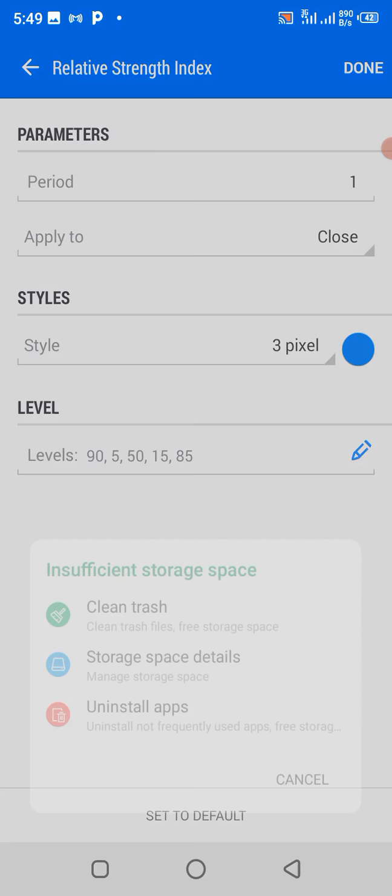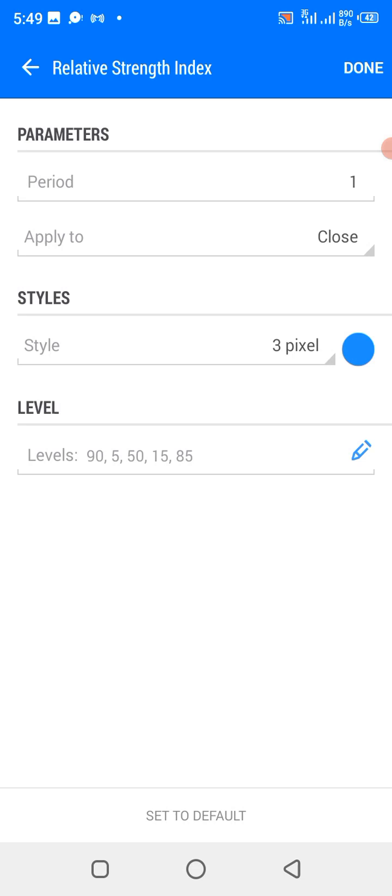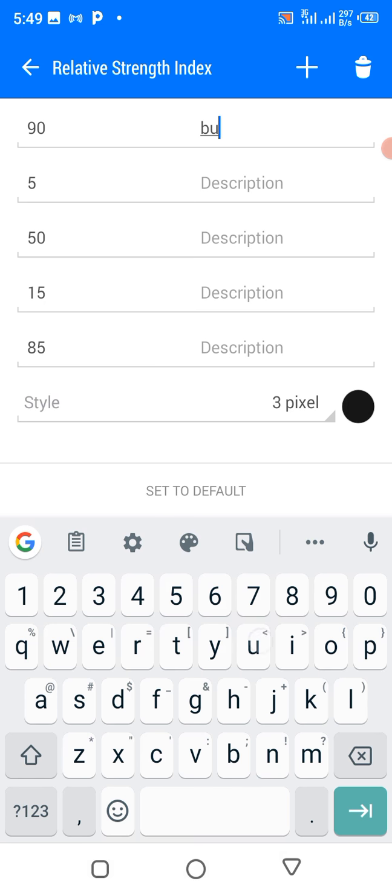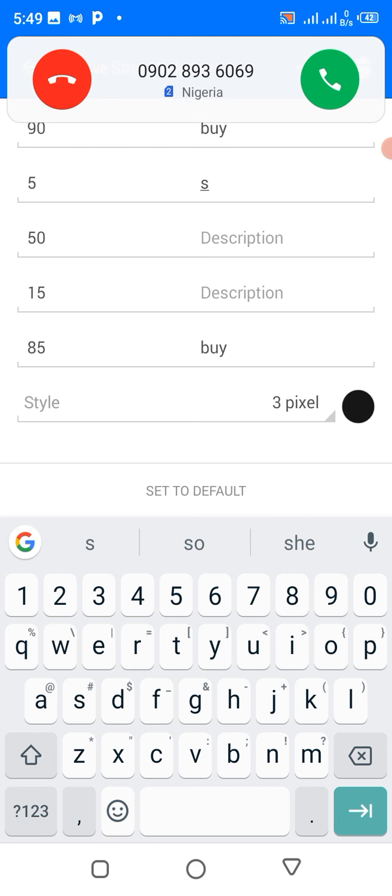The levels, sorry for this inconvenience, the levels should be 95, 50, 15, 05. I'm going to explain. Between level 90 and 85, you sell. Between level 15 and 5, you buy. That is the probability of buying there. In fact, it's not a probability. You buy.